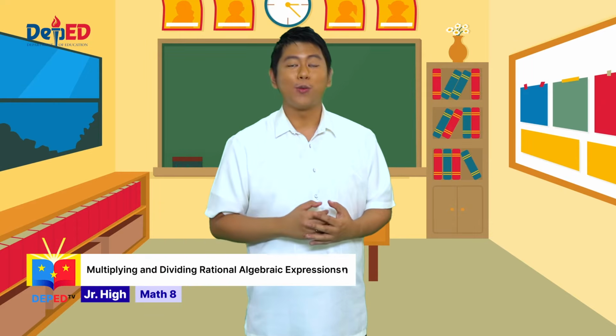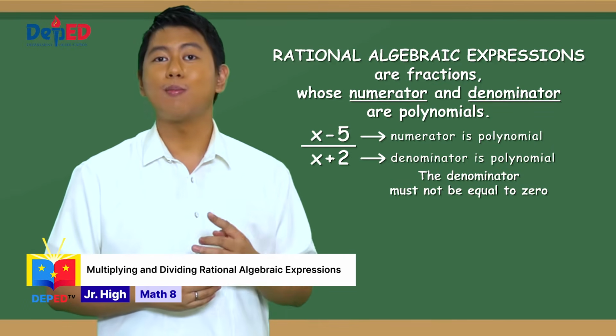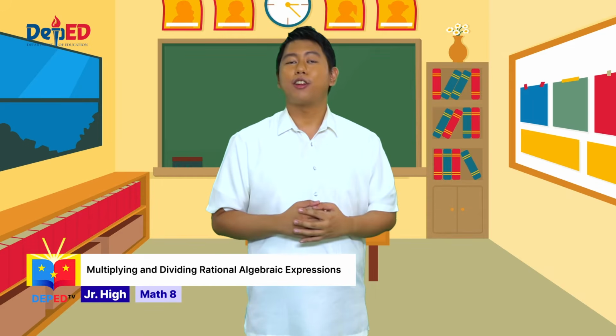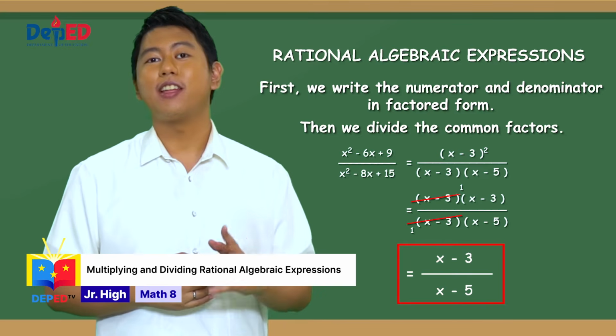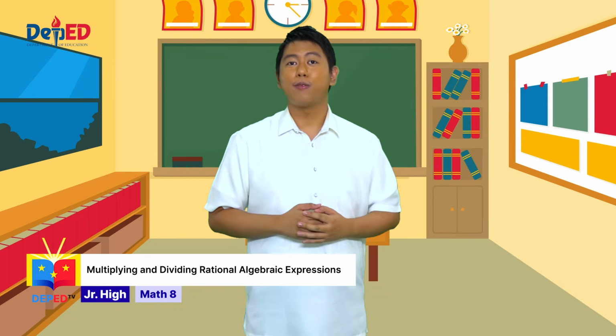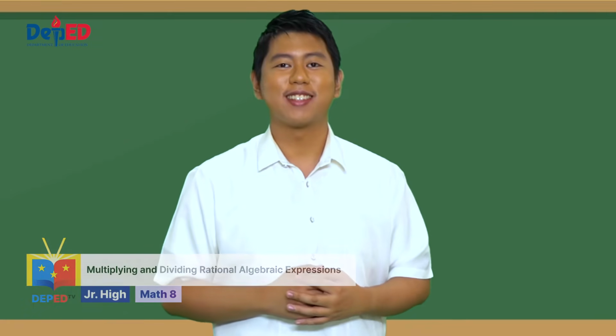Last episode, we learned how rational algebraic expressions can be written in simplest form like fractions. We can simplify them by factoring the numerator and denominator, then dividing both by their common factors. This skill is very helpful for our next topic. But before that, let us look at this.